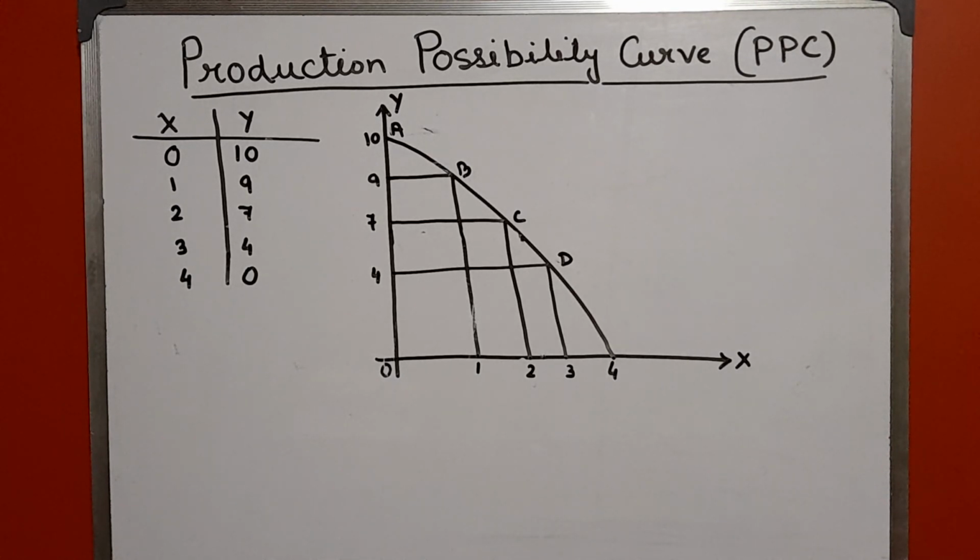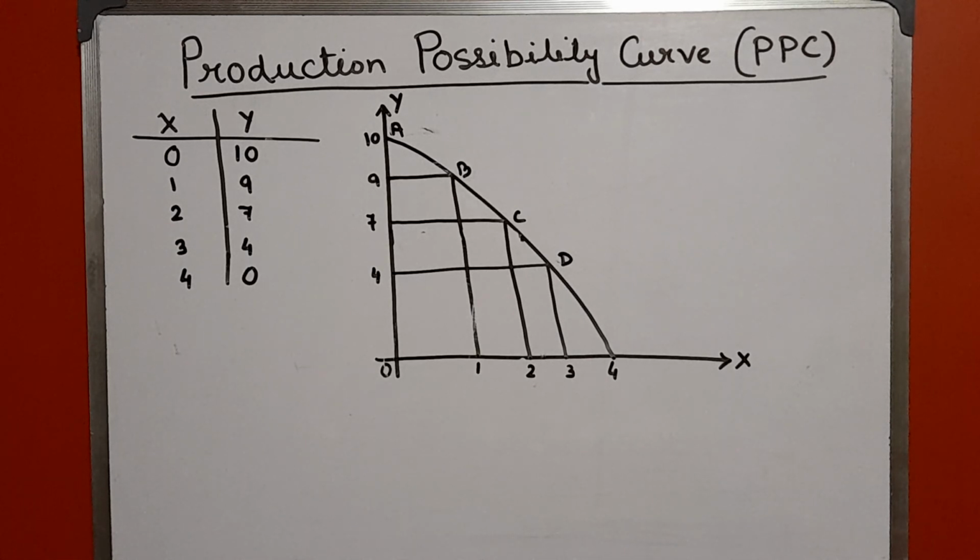Then when 7 units of Y are produced at point C, then 2 units of X could be produced. Then at point D, when 4 units of Y are produced, then 3 units of X could be produced. And similarly at point 0, that is the origin, 4 units of X could be produced when Y is 0. So here is the overall concept of the production possibility curve, because when I join these points A, B, C, D, I will obtain the PPC or PPF, that is the production possibility curve.